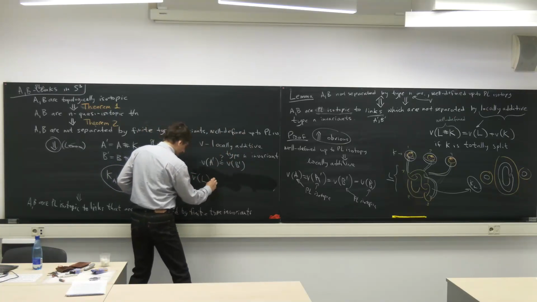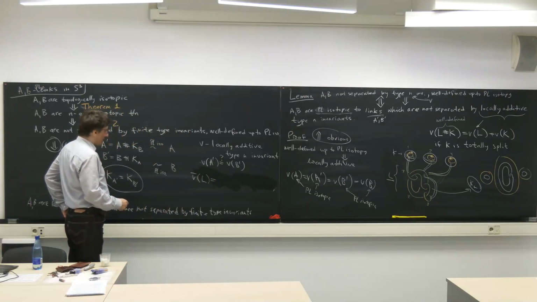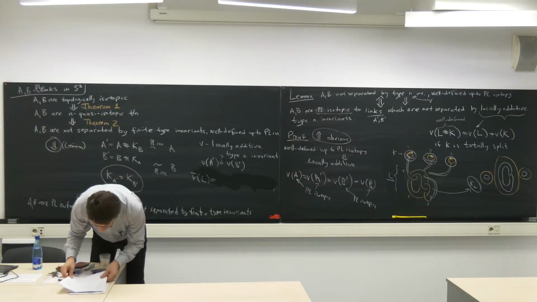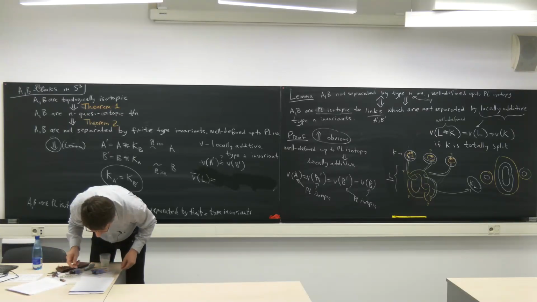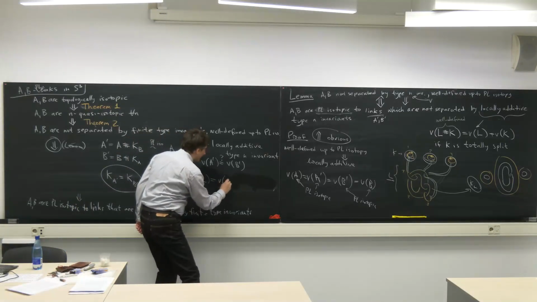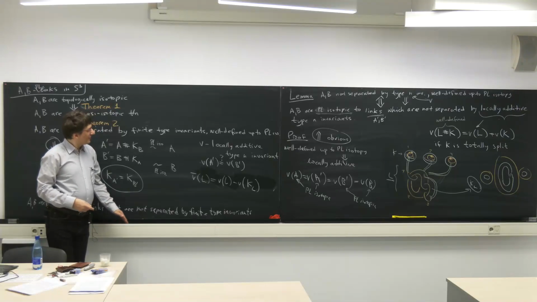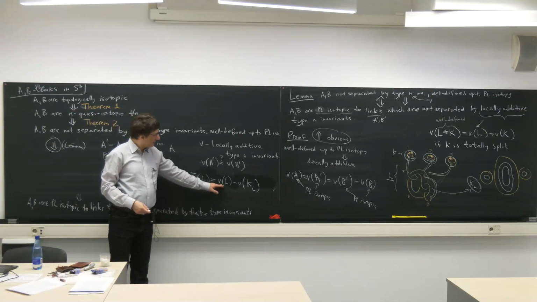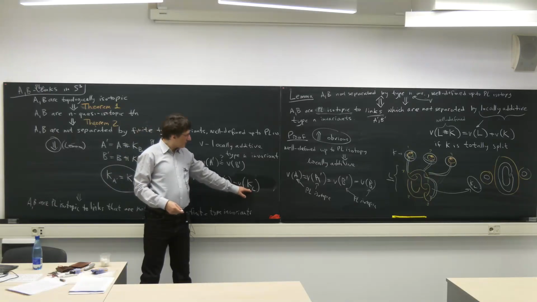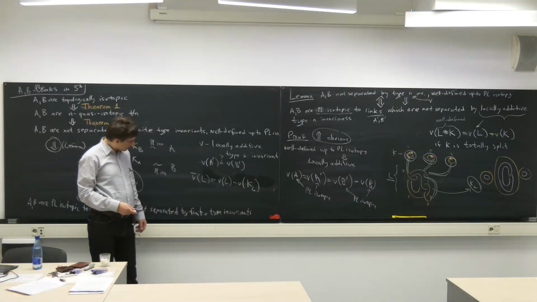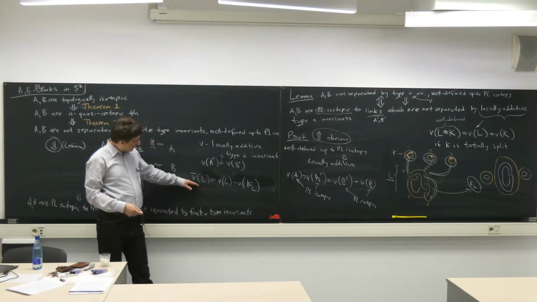V bar of L is defined by V of L minus V of KL. So V was locally additive, and now I am subtracting this local nodes, its value on this totally split link, and then V bar will be invariant under PL isotopy.